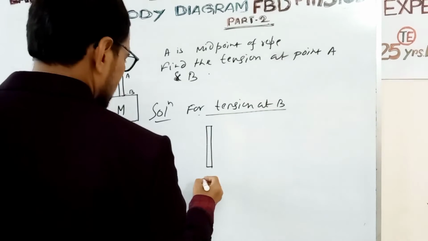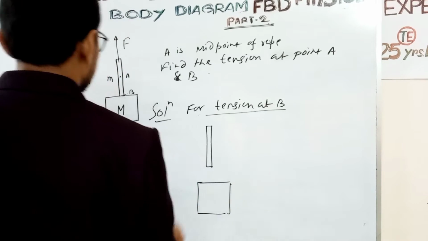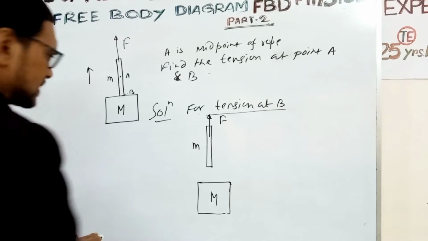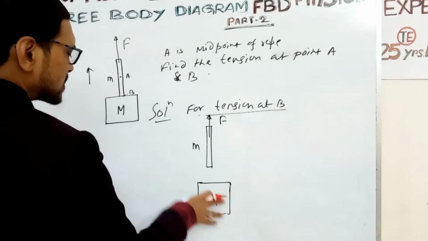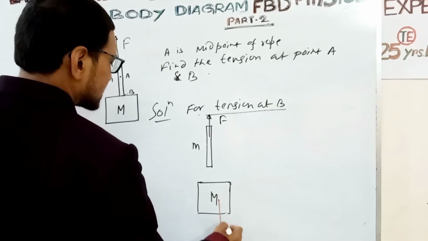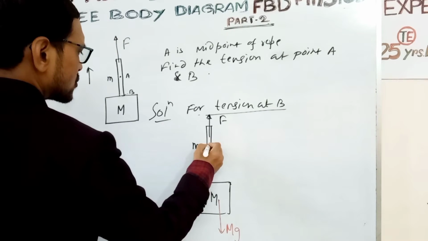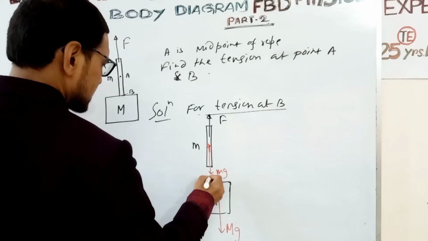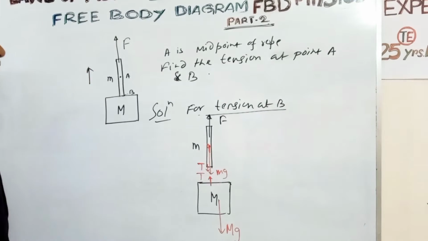This is M, small m. Now here we have to consider the weight. What are the different forces acting on the body? Here the weight of the body acts vertically downward, that is mg, and here the weight of the rope, and the tension T and T. So this is the free body diagram of the system.